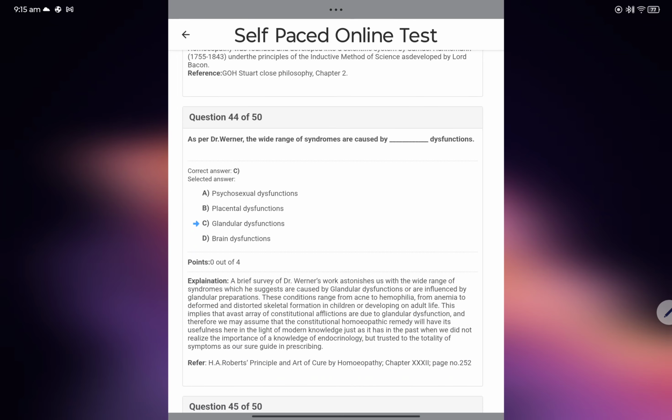Next question. As per Dr. Werner, the wide range of symptoms are produced by glandular dysfunctions. Okay. So as per Dr. Werner, the wide range of symptoms are caused by glandular dysfunctions.